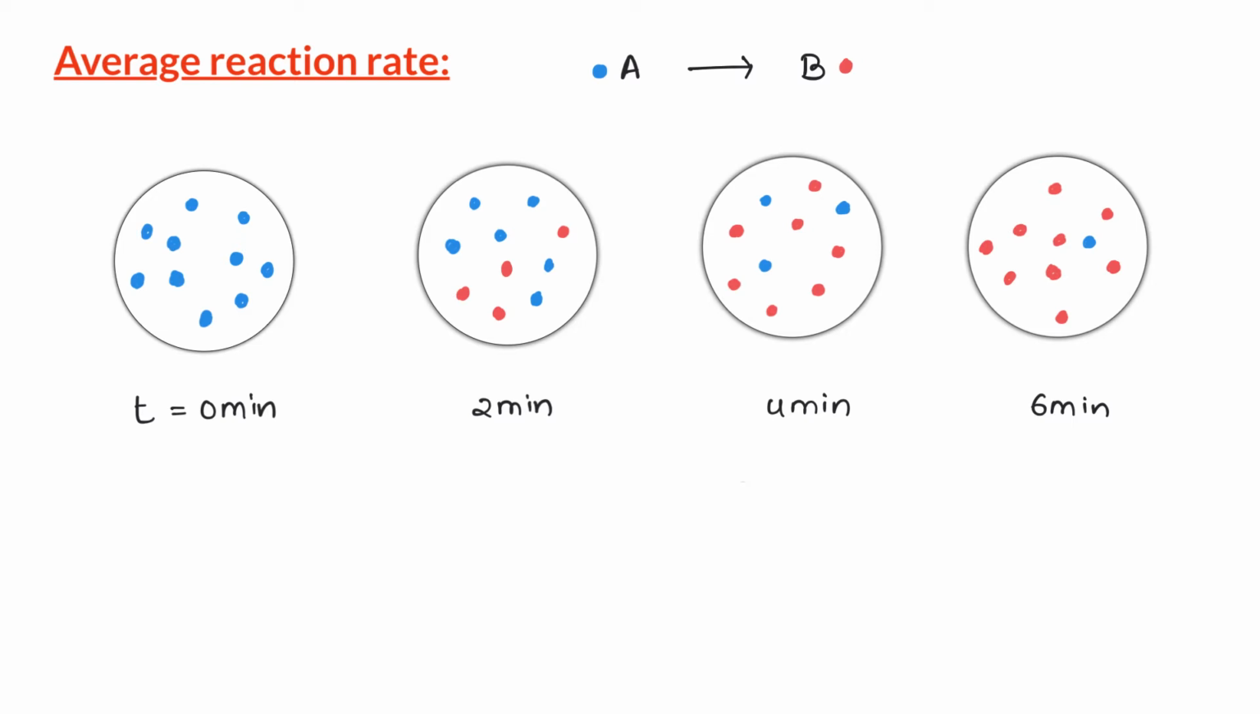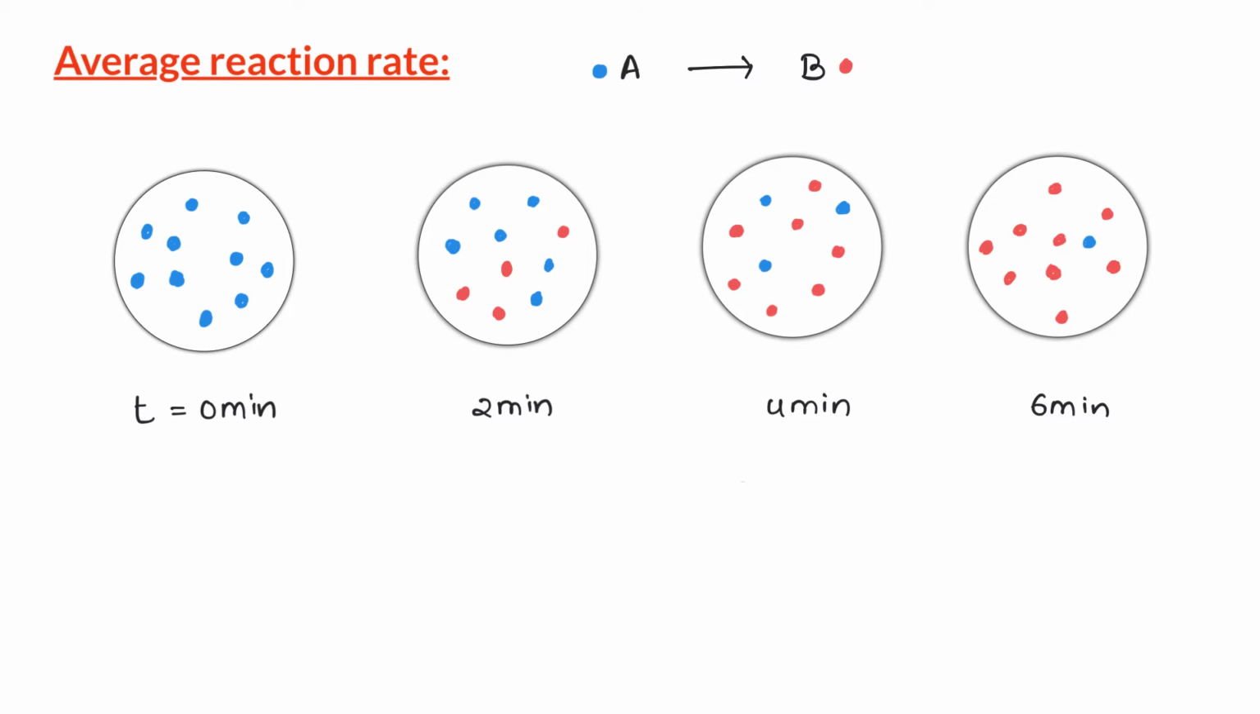We can express the average reaction rate, that is how fast the reaction proceeds, in the same way we expressed the average velocity of the car. Since we have the reactant concentration going down and product concentration going up over time, we can express the reaction rate both in terms of products and reactants. That is, how fast the products are forming or how fast the reactants are being consumed.